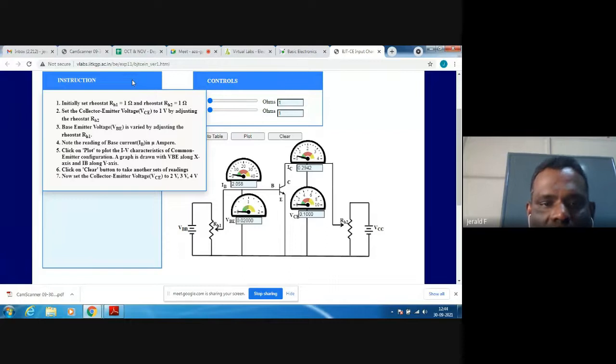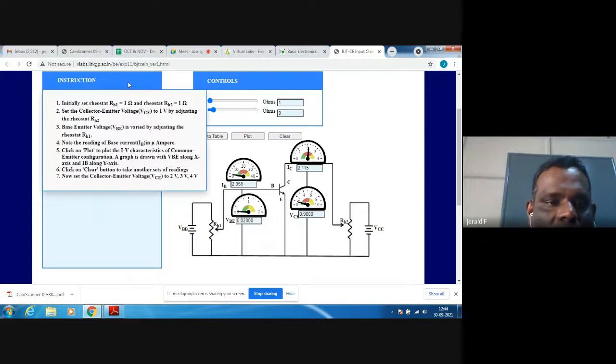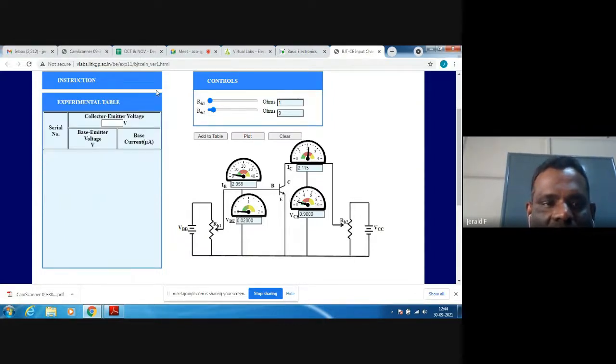So vary the rheostat and set VCE to 1 volt. VCE is equal to 1 volt. Okay? This is 1, this is 2, and this is 1 volt. 1 volt is there. Adjusting by the rheostat, you have set VCE. You have set VCE to 1 volt.